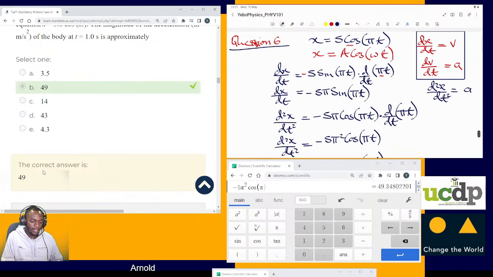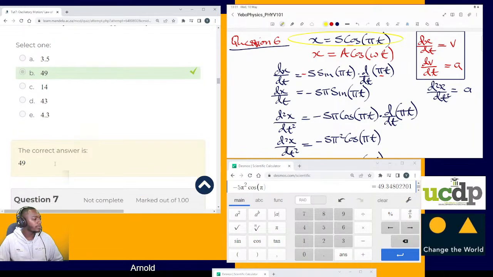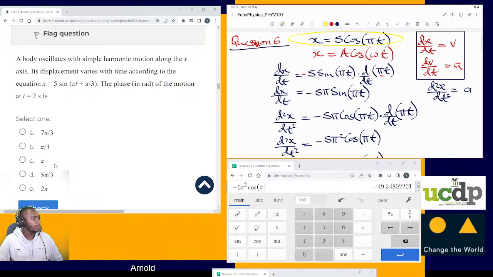So we took the second derivative of the displacement time graph, which is what we were given in the question. So I hope you are following on how we are solving the problems on simple oscillatory motion. Let's quickly move on to question 7.